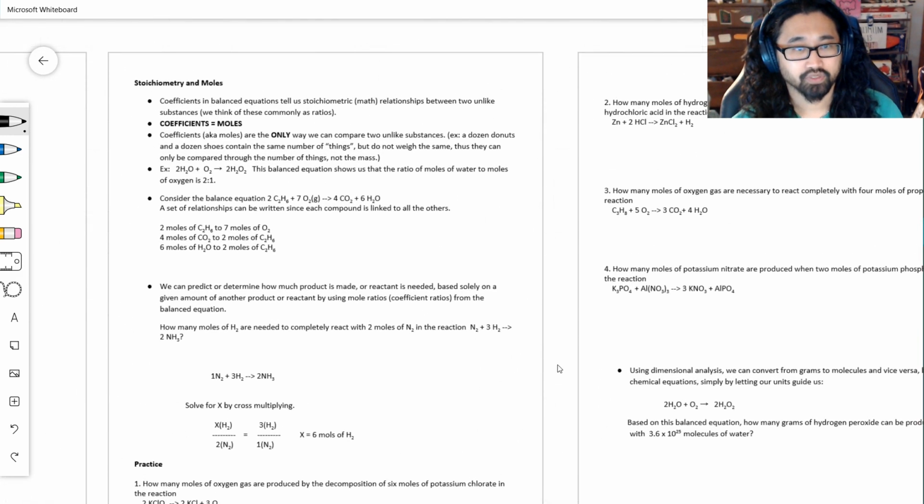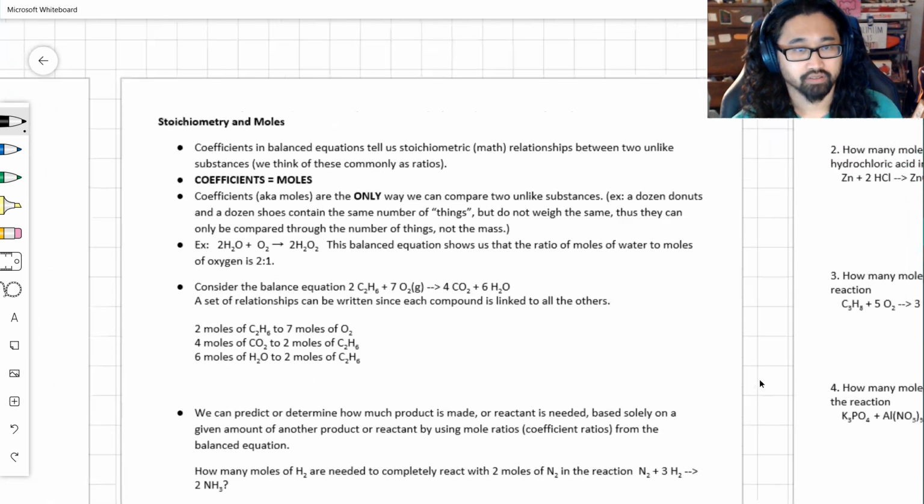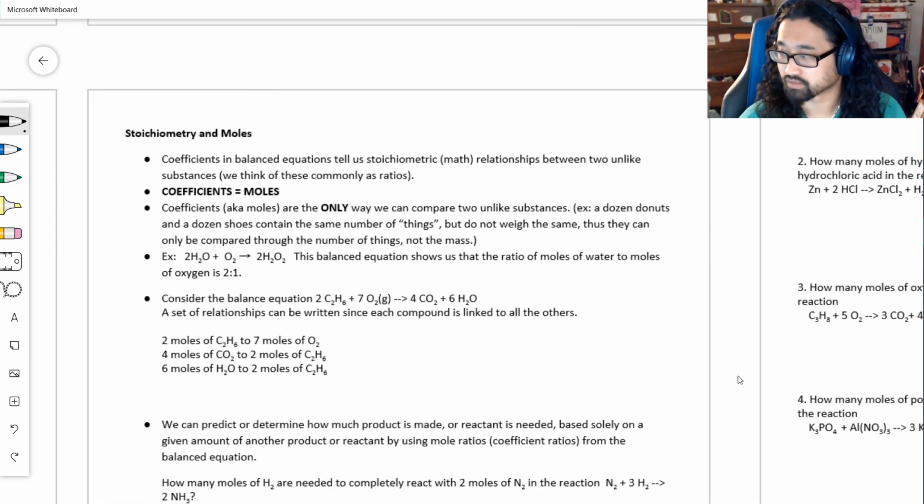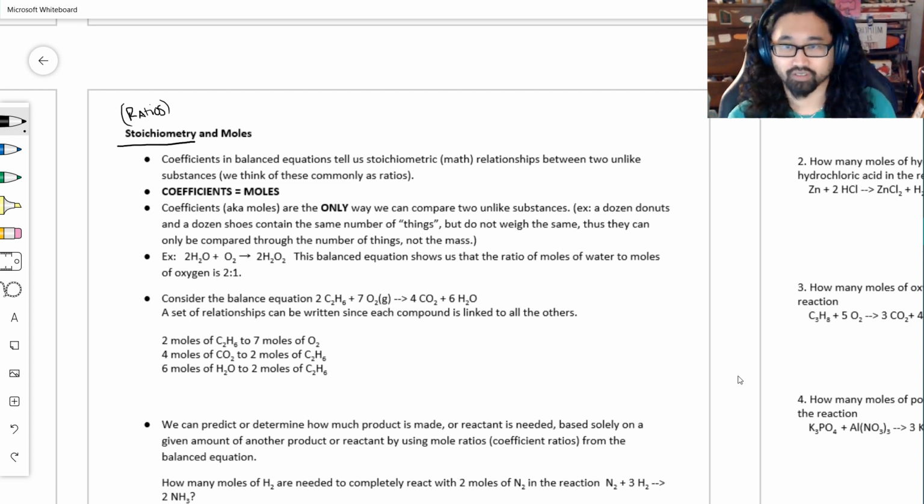Now, this topic and this word right here, stoichiometry, right? That's how you say that word. Stoichiometry. This is a fancy chemistry word for ratios. It's about ratios and moles.